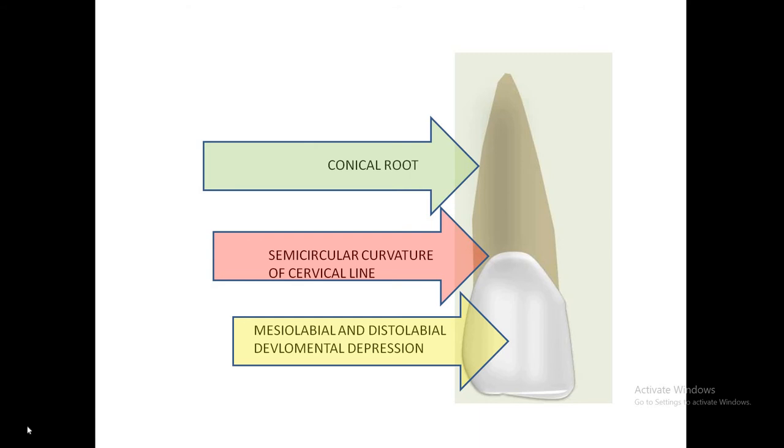The 2 developmental depressions are the mesolabial and distolabial developmental depressions, and they represent division of the 3 labial developmental lobes. We can also appreciate faint curved lines which roughly parallel the cemento-enamel junction in cervical third of the surface, called the imbrication lines. But the imbrication lines are not always present. The height of the contour of the labial surface is located in the cervical third, which can be better appreciated from the mesial aspect.